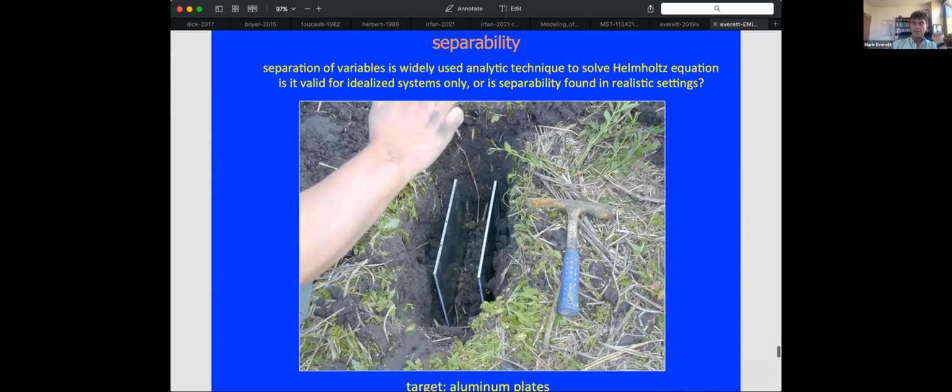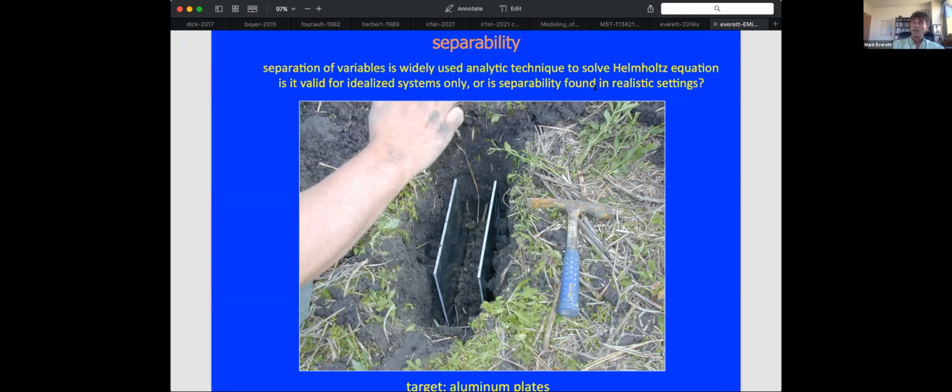Okay, 2 more topics, and then a final thought. Separability. Now, when you were an undergraduate, I hope, or you may have, and if you haven't, that's fine, you used separation of variables to solve Laplace's equation, to solve Helmholtz equation. It's a very widely used analytic technique. In fact, we've already used it to determine the soil temperature profile. But you know, when I studied it, I thought, okay, this is valid for idealized systems only, for very ideal systems. I wasn't sure if it was actually found in realistic complex settings.